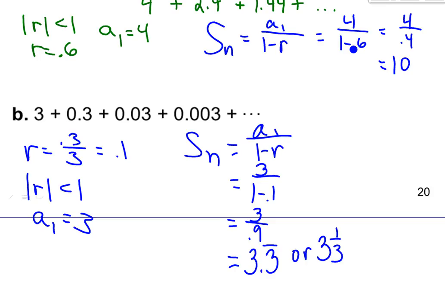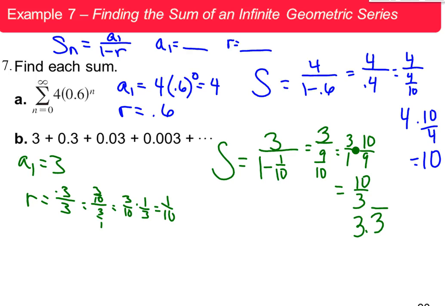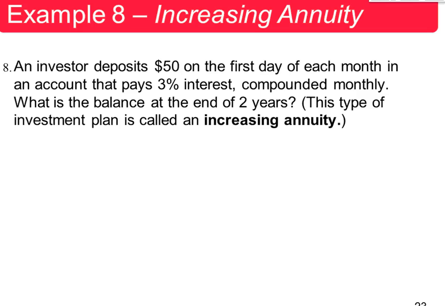The next one is the last one in this section, and it is our application problem about an annuity, money, and getting interest. An investor deposits $50 on the first day of each month in an account that pays 3% interest, compounded monthly, which is super wonderful, though we're not really getting that right now. What is the balance at the end of 2 years?